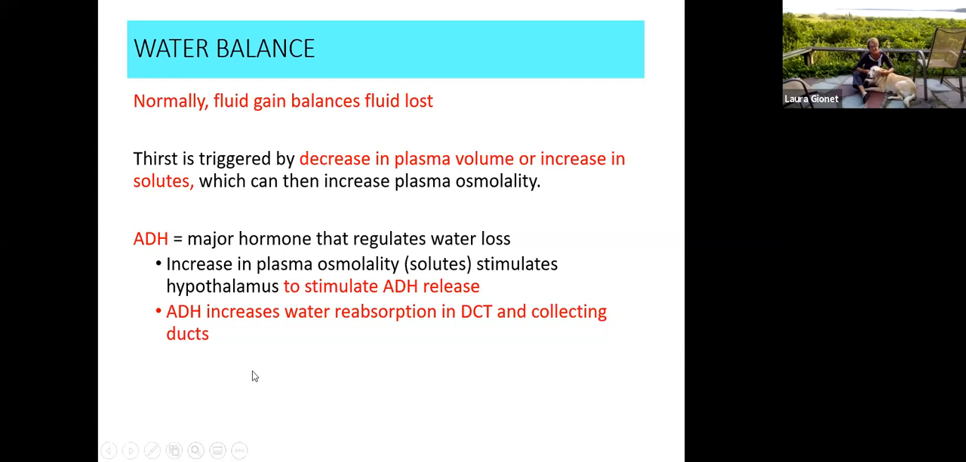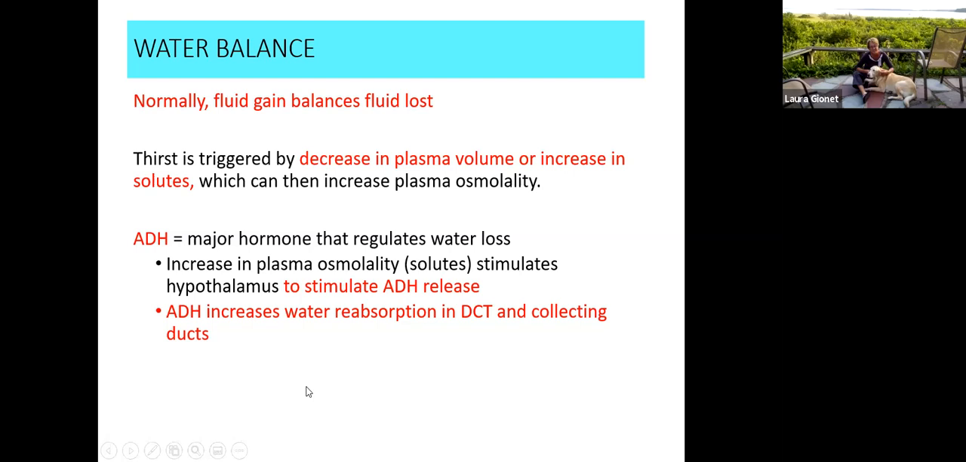Okay, so water balance. Normally, fluid gain balances fluid loss. Thirst is triggered by a decrease in plasma volume or an increase in solutes, which can increase the plasma osmolality. Because I know in the nursing program, they love the term osmolality, so what does that mean? It means the concentration of solute to solvent, essentially what determines whether a cell is sitting in a hypertonic or hypotonic solution. So what's that ratio of solute to solvent?